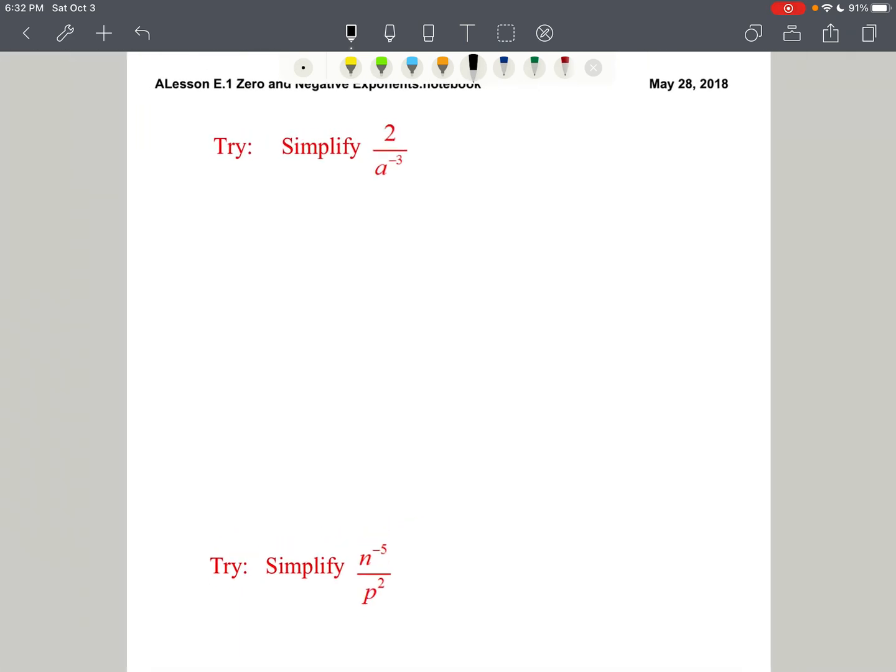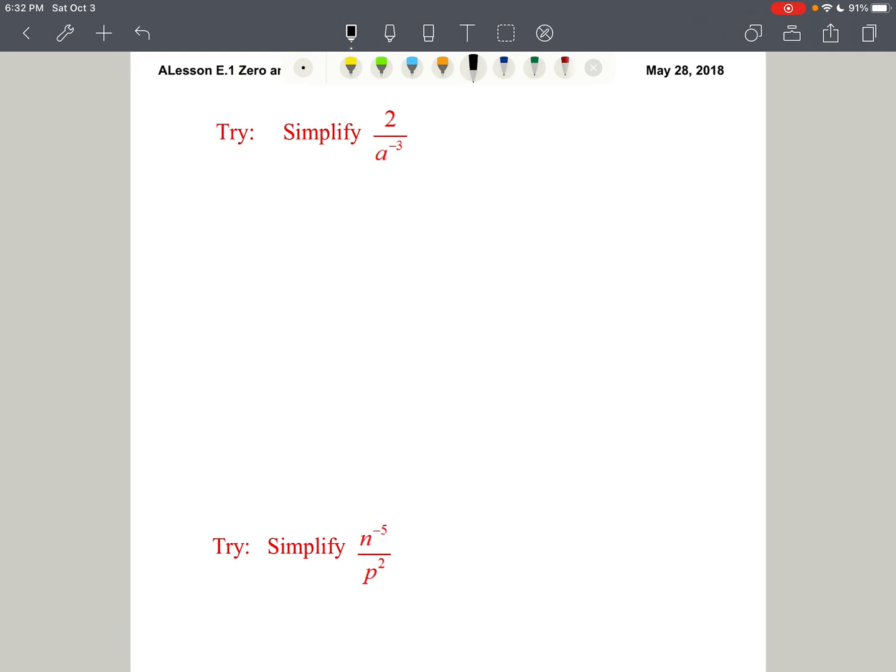Okay, let's see if you can try these two problems. 2 over a to the negative 3 and n to the negative 5th over p squared.